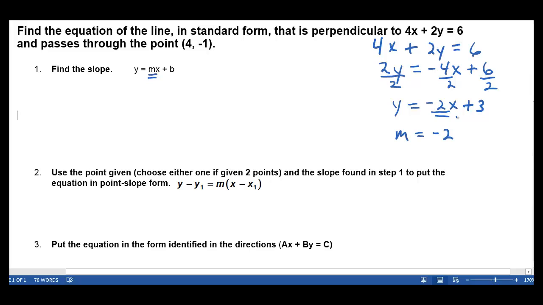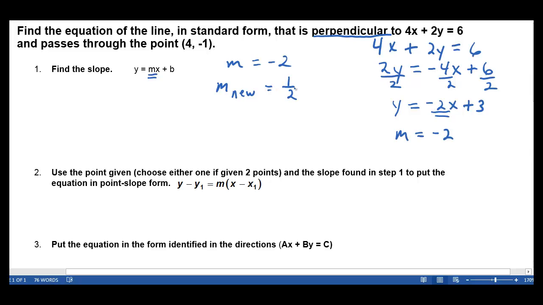Now we need to find the slope of the line that's perpendicular. So if two lines are perpendicular, their slopes are opposite and reciprocals of one another. Since the slope of the line we found was a negative 2, our new slope would be opposite. So the opposite of negative 2 is positive 2, and the reciprocal of 2 is 1/2.